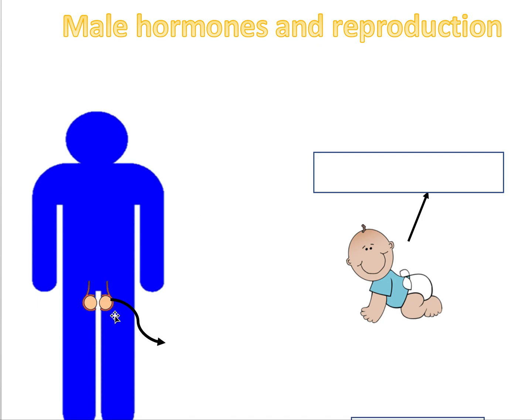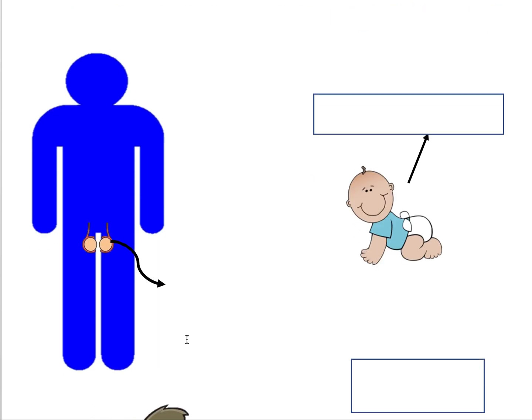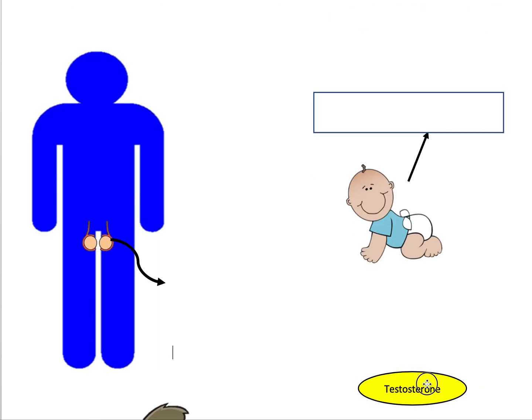So, like we said in my previous video, the testes are responsible for making your sperm, right? This is the male gamete, so the male sex cell. What else can your testes do? We know it can cause sexual development, as we saw in the previous video, but what specific hormone is made by the testes that causes sexual development? Because remember, hormones are things that cause change in your body or cause action to take place. So something needs to be made in order to cause you to develop, right? So what is this thing called? You may have heard of it, and it's called testosterone.